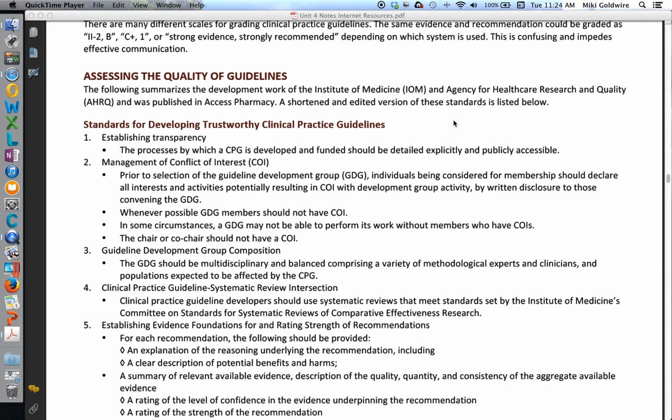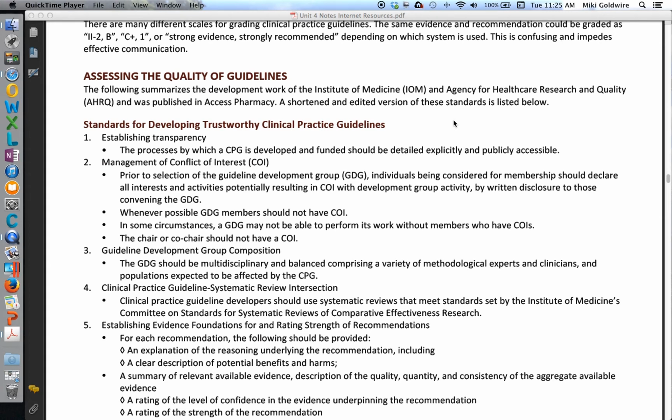In some circumstances, the guideline group may not be able to perform its work without members who have conflict of interest. And in such cases, the chair or co-chair should not have a conflict of interest. Number 3, the guideline development group composition should be multidisciplinary and balanced, comprising a variety of methodological experts and clinicians.